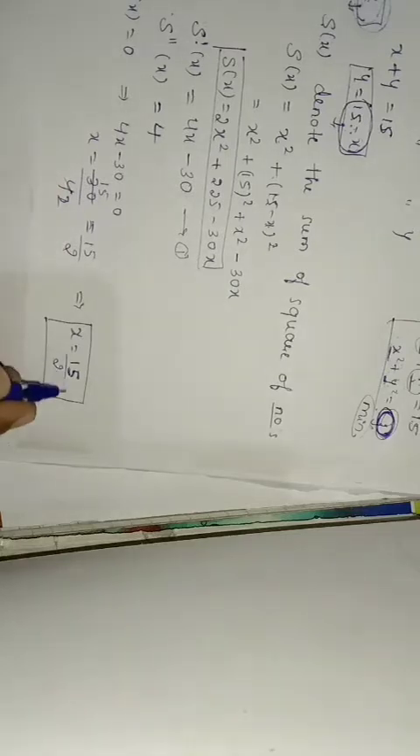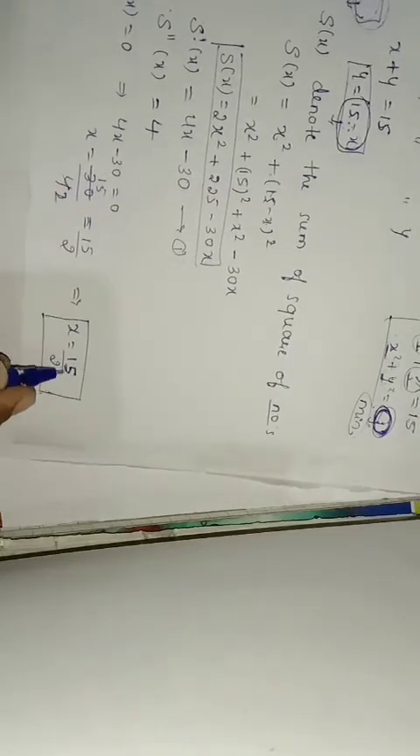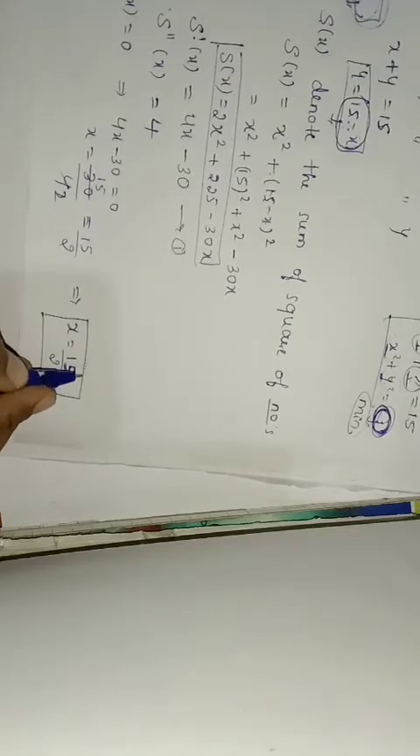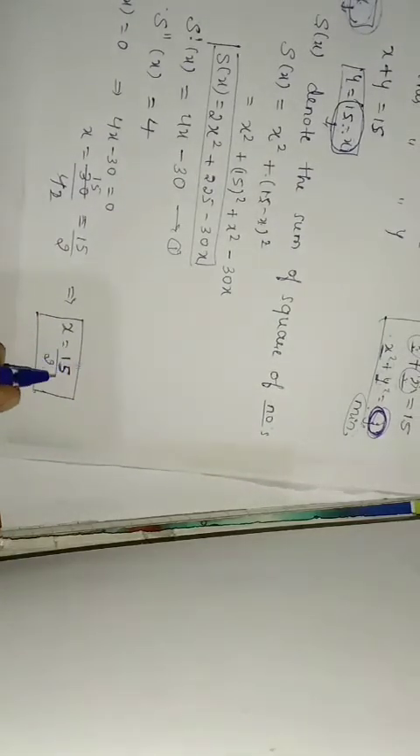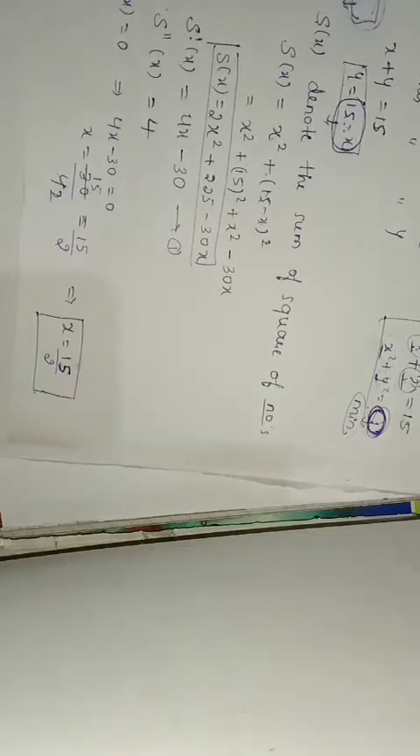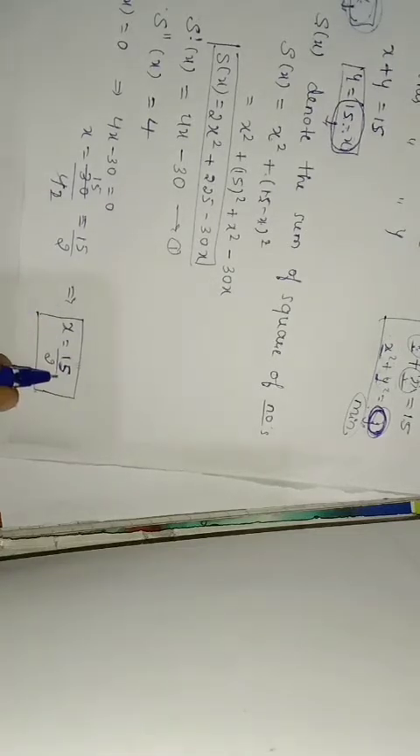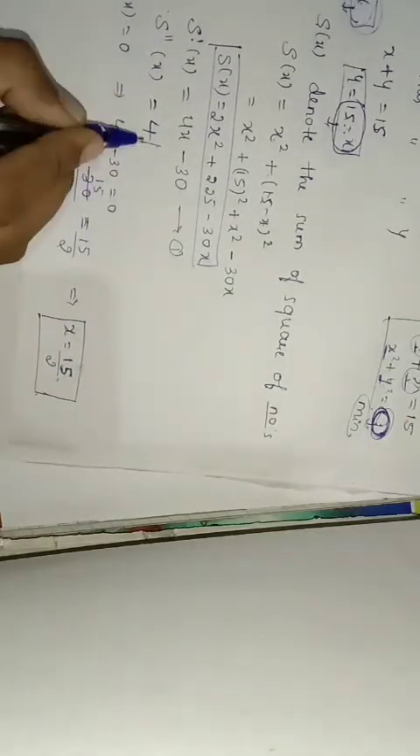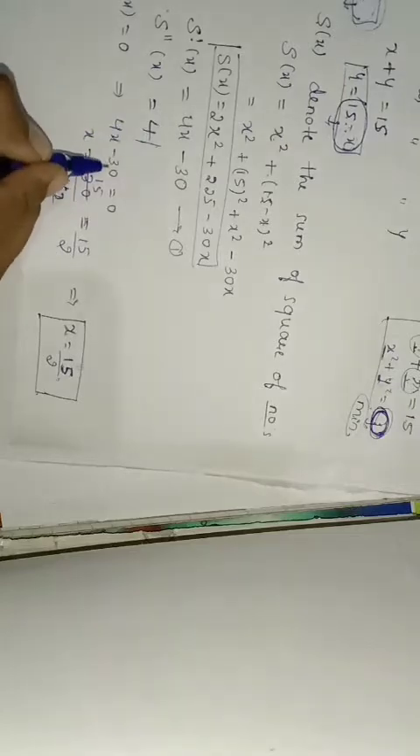If you keep it as 7.5, it will be complicated for us to calculate. So that's why I'm keeping it in the a by b form, 15 by 2. So I got x is equal to 15 by 2. This is an extreme point. At this point I will check whether S double dash of x is greater than 0 or less than 0.